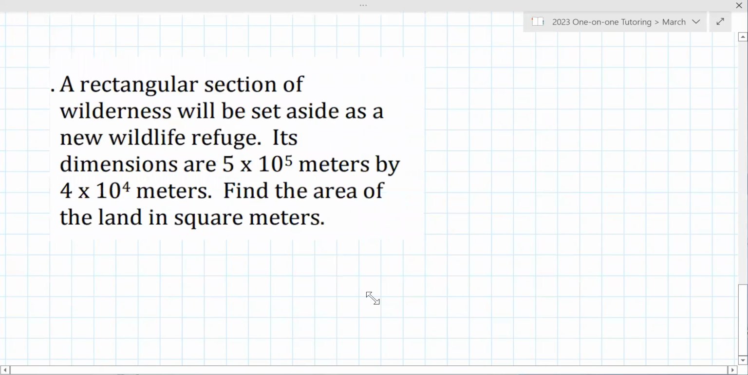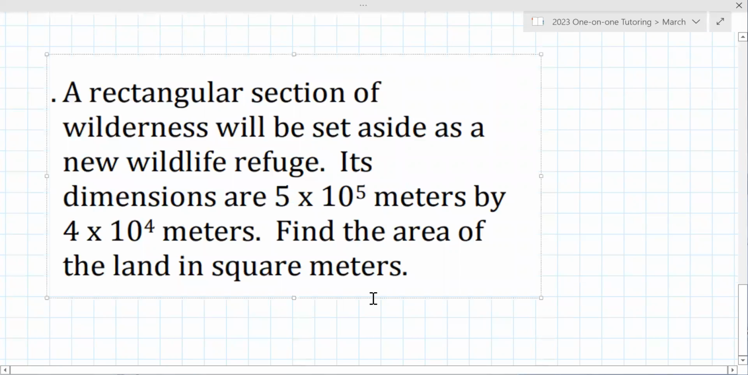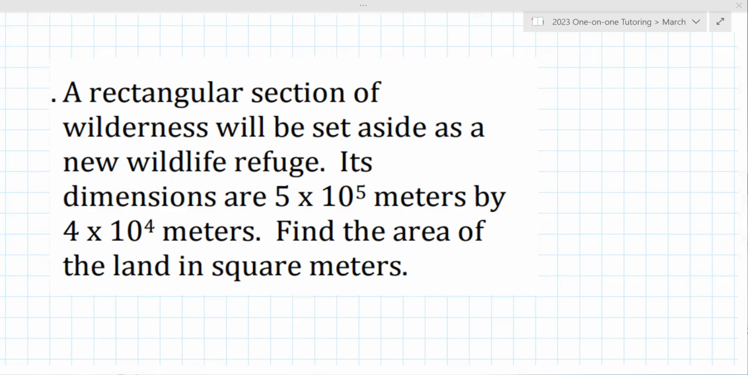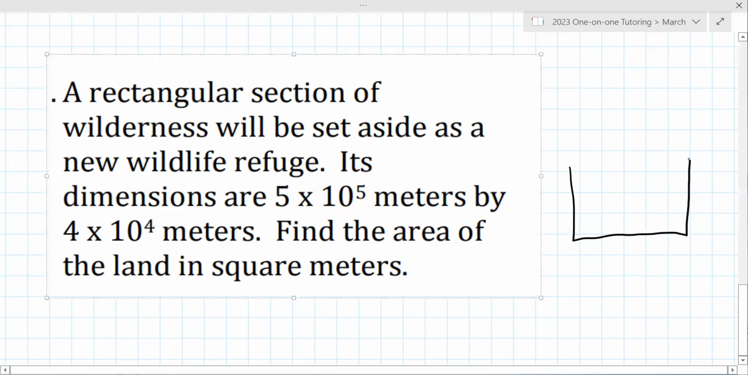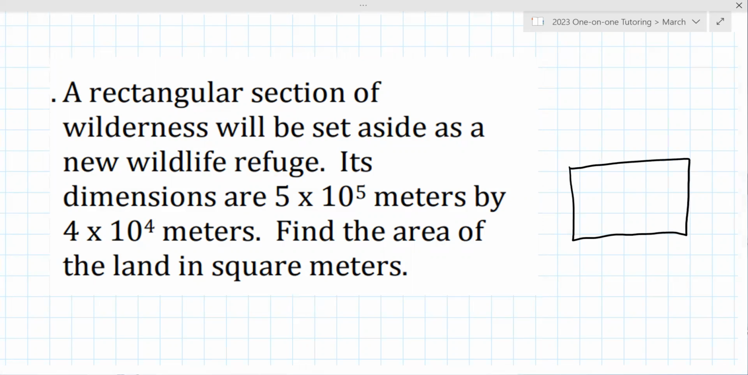All right, a rectangular section of wilderness will be set aside as a new wildlife refuge. Its dimensions are 5 times 10 to the 5th meters by 4 times 10 to the 5th meters. Find the area of the land in square meters. Have you seen this before? No, I have not seen this one before. Okay. Might draw a picture. It is a rectangle. It wants you to find the area of the rectangle.